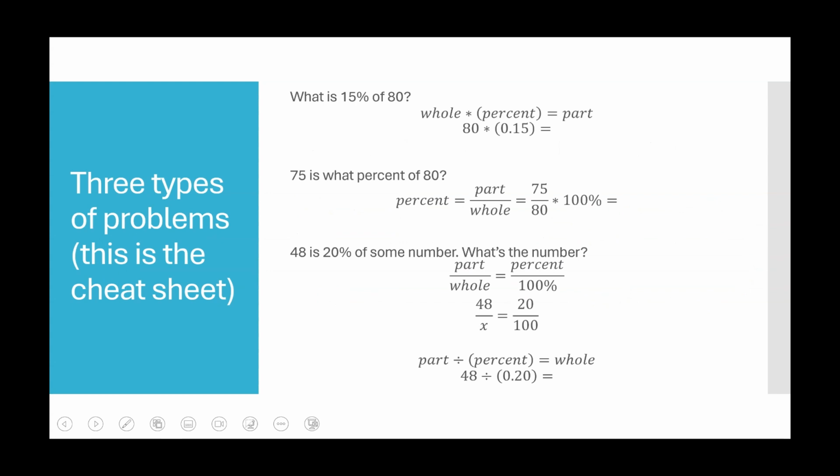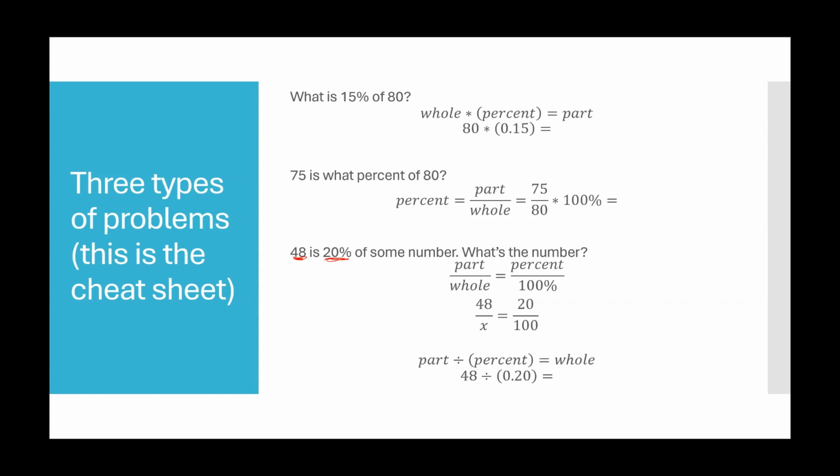So this right here is your cheat sheet. Save it. Screenshot it right now, whatever you want to do. Because there's essentially 3 types of percent problems. One where they give you the whole and they give you the percent, and you have to find the part, right? What is 15% of 80? There's ones where they give you the part and the whole, and you need to get the percent. So you divide your part by your whole, and that gives you your percent. And then there are the sort of backwards ones. I mean, it's not really backwards, but you have the percent of some number. So you have the part and the percent, but you don't know the whole.